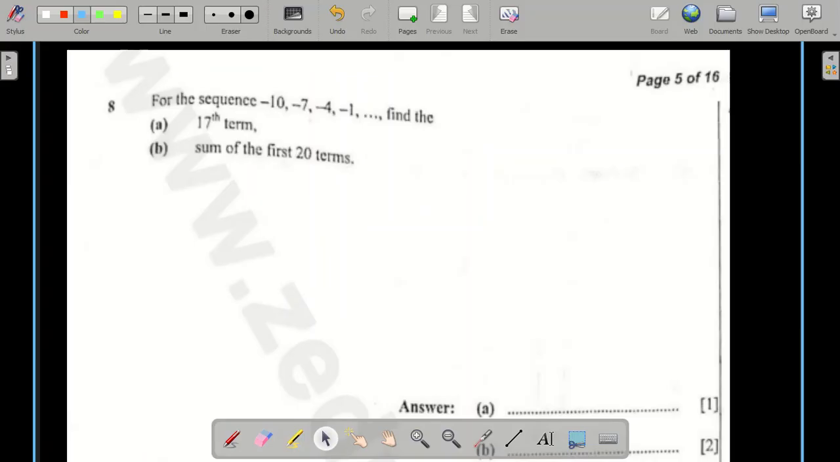Alright, so in this lesson we shall look at sequence. We have this example from a past paper. They are telling us, for the sequence -10, -7, -4, -1, going like that, find the 17th term. That is the first question. The second question says, find the sum of the first 20.